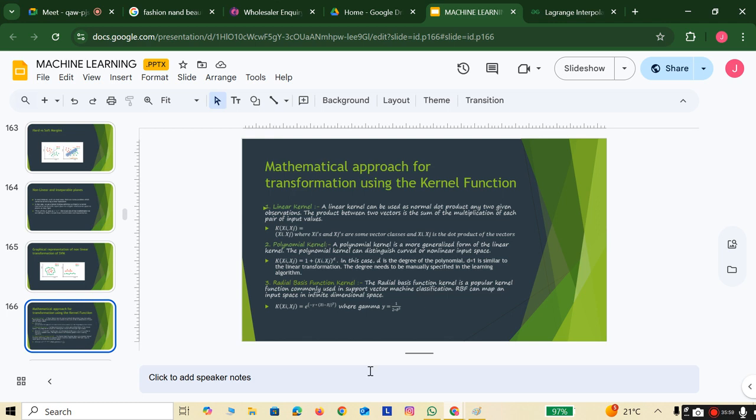So at the end of the day, e is a constant, negative gamma has been given, and you can just calculate sigma squared. Then xi minus xj is basically x at the first row, the first independent variable, minus x at the second independent variable.